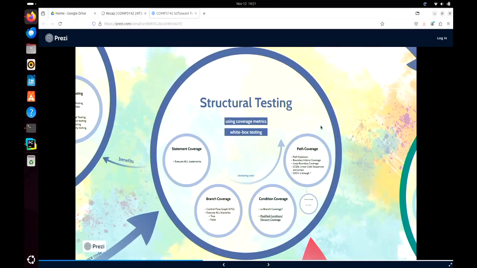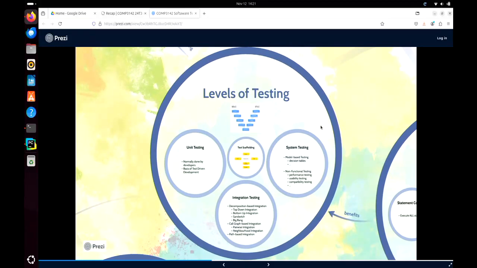And structural testing is also known as white box testing, because we have access to the source code and we try to dive into the source code and collect coverage feedback. The key of structural testing is which coverage metric we use. And after learning functional testing and structural testing, we encountered the third fundamental concept, which is called different levels of testing.